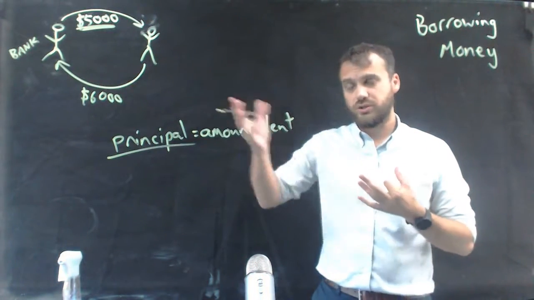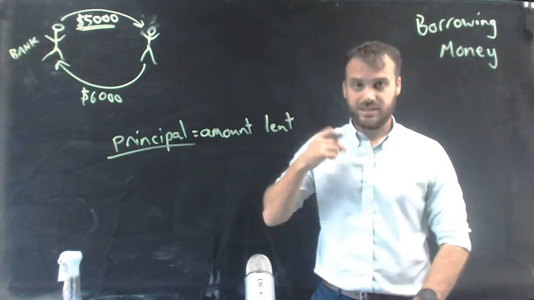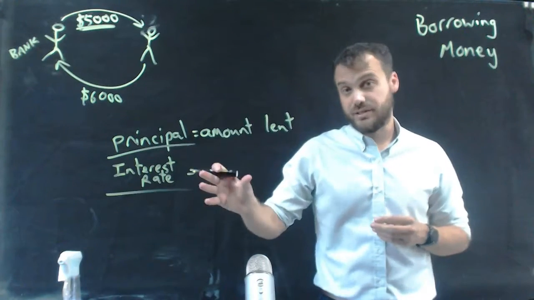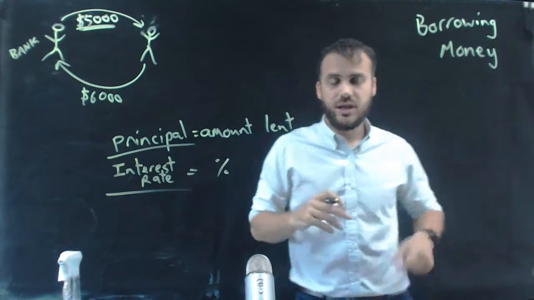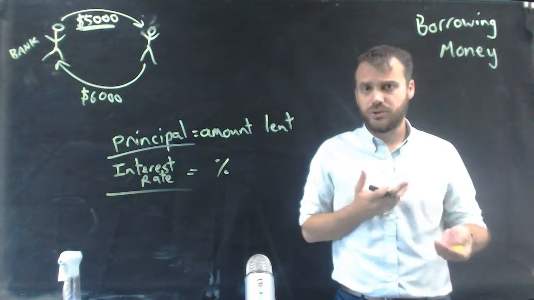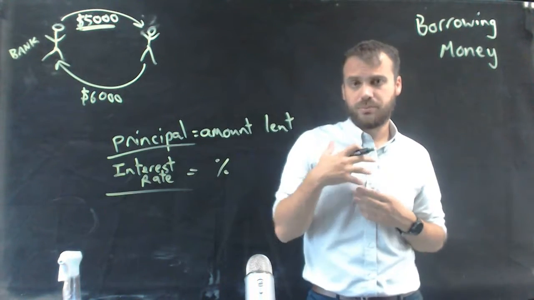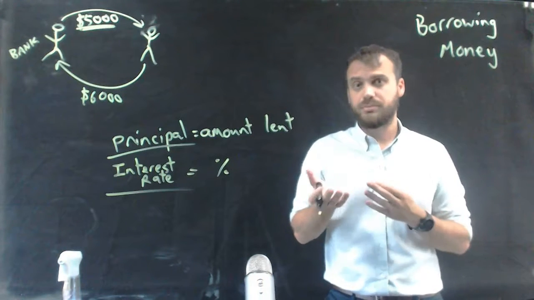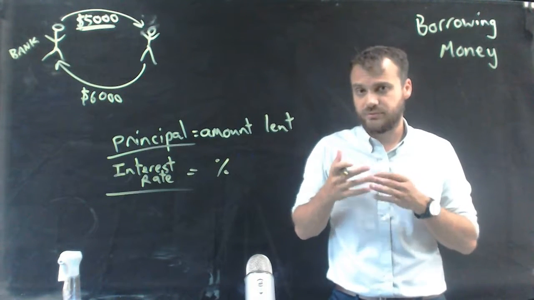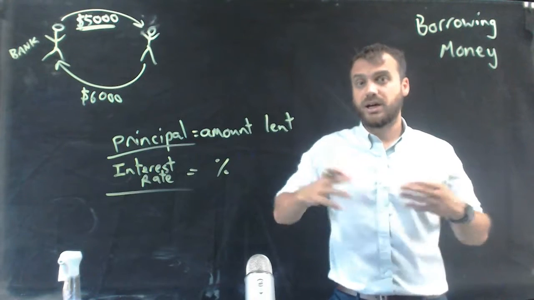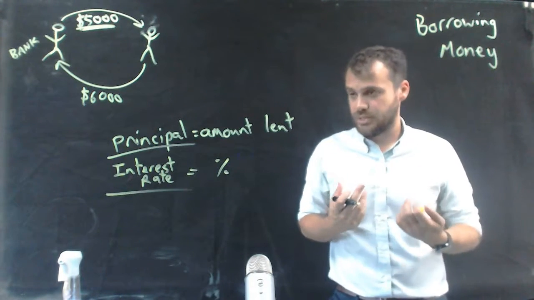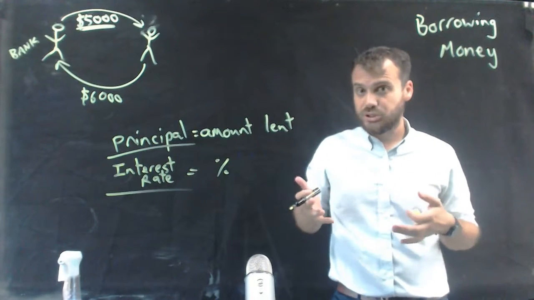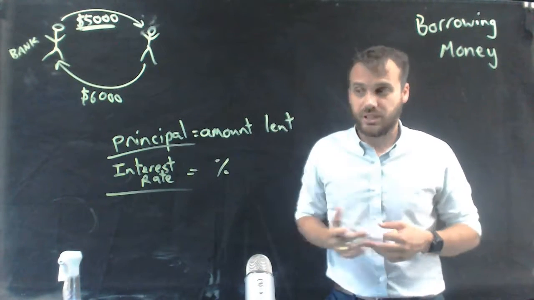Now the second thing that they're going to base their decision on is the interest rate. Now this interest rate is going to be a percentage, and it can change depending upon what you're doing. If you're borrowing money for a house, the interest rate might be quite small, 4%, 5%. If you're borrowing money for a car, the interest rate might be quite large, 12, 13, 14%. If you're borrowing money for a couch, the interest rate might be even larger.